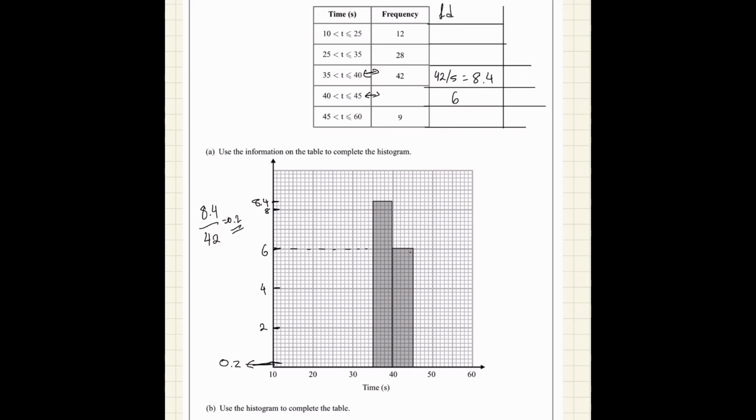So how do we find frequency? Frequency density is frequency over class width. So therefore frequency must be frequency density times the class width. So 6 times 5, so therefore that would be 30. So let's use this information as frequency density. So 12 divided by 25 gives us 0.48.